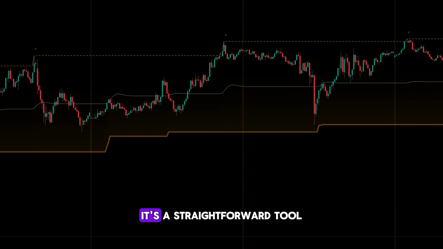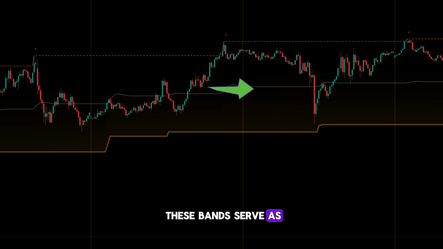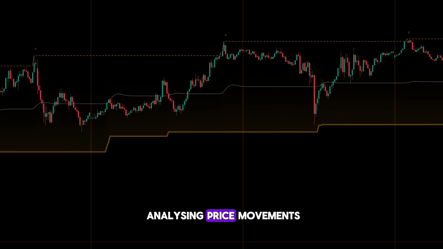As you can see, it's a straightforward tool that consists of several key elements. First, there's the trend channel. The upper band represents the top and the lower band marks the bottom. At the center of the channel, we have the midline. These bands serve as vital reference points for analyzing price movements.